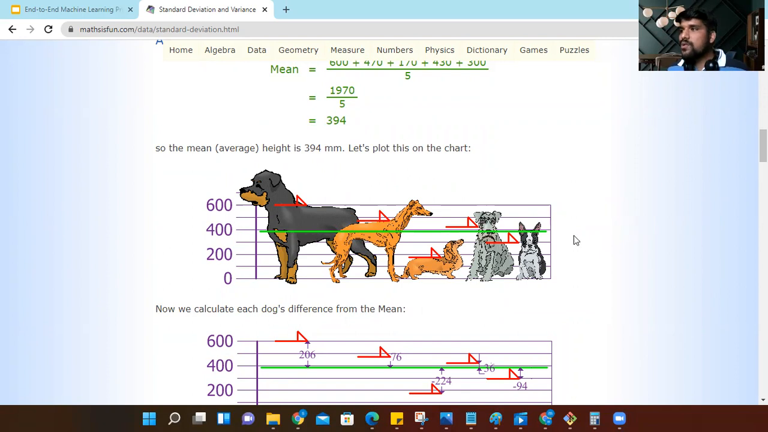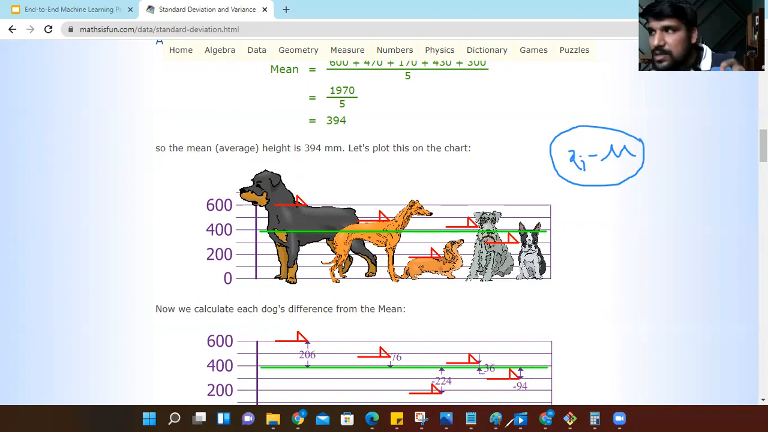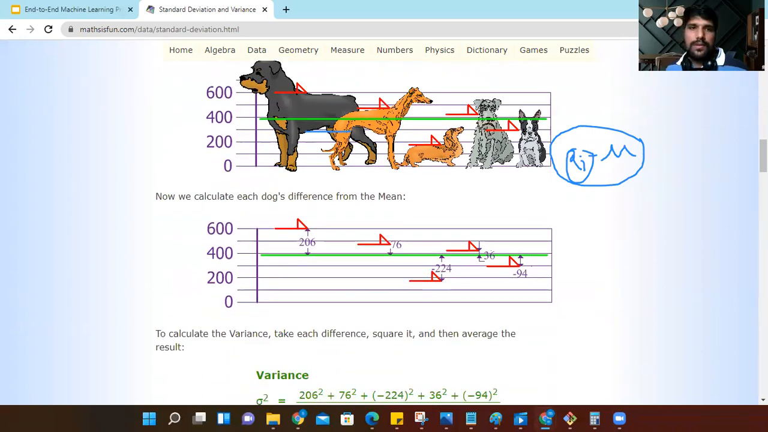Right now, as per the formula of standard deviation, I just need to do xi minus mu. So this is one very important question, guys: how to calculate the standard deviation. So just look very carefully here. We first calculate the mean, then we subtract each data point from the mean. So look here. My mean is 394. Let me just scroll up here. Yeah, so my mean is 394.